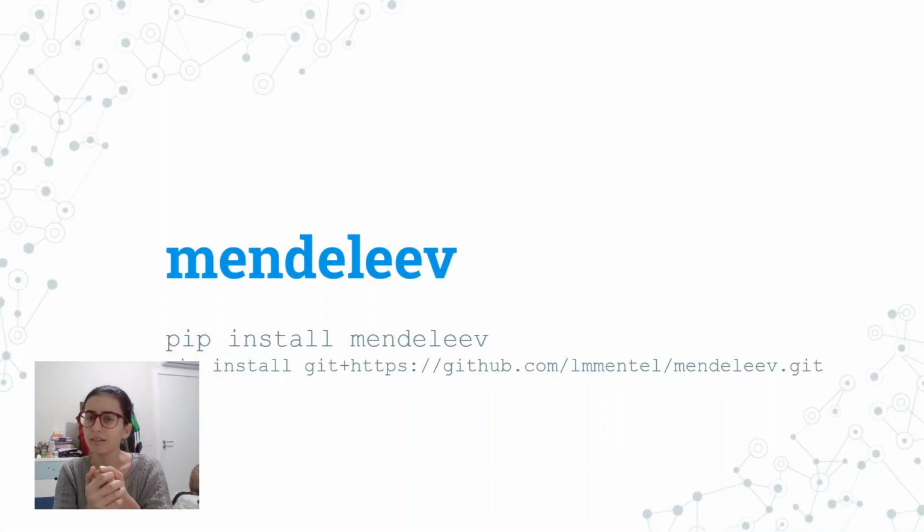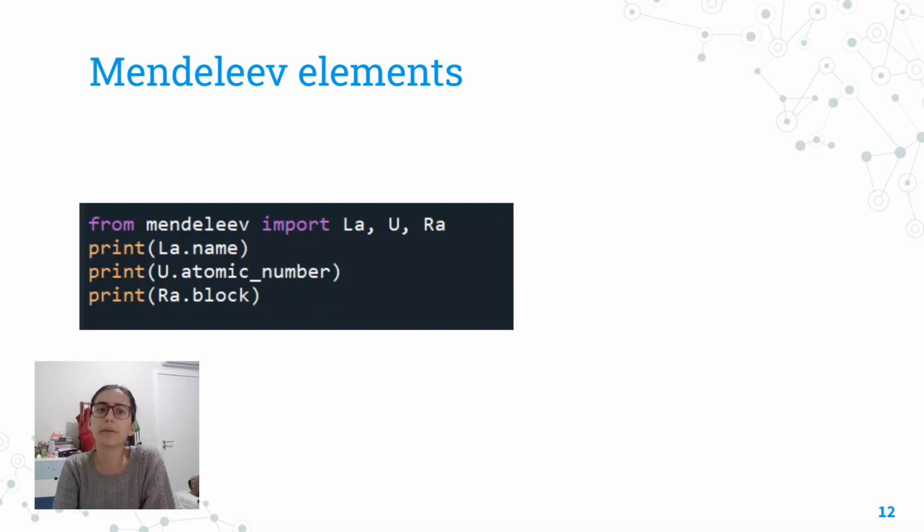There's also Mendeleev, the name of the creator of the periodic table. There are two ways to install it. The second one is directly from the Git of the creator, so it updates more often. Here we can import the elements, only the ones we want to use, like I did there. I spelled my own name, but you can spell whatever you want, or just choose a single element.